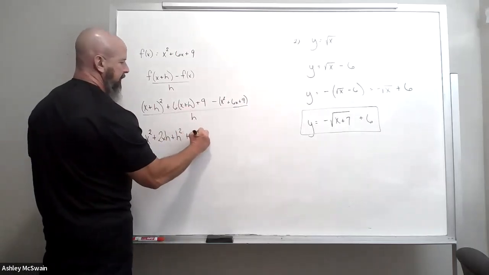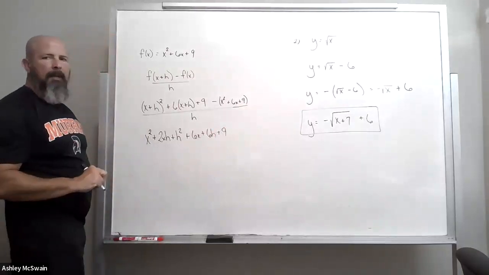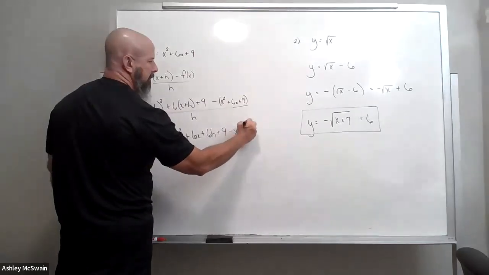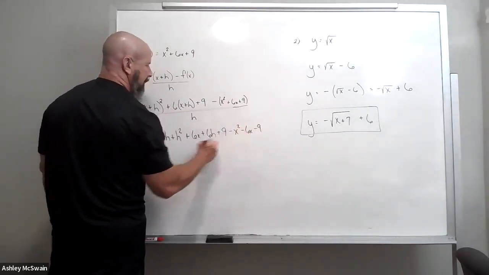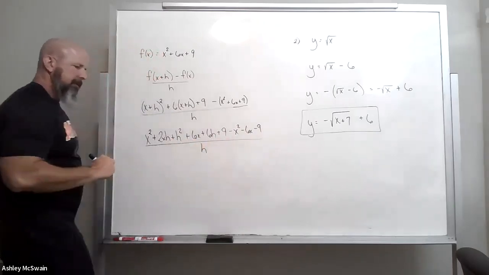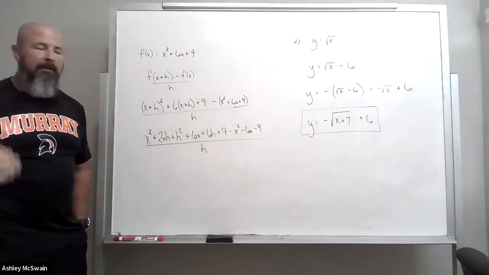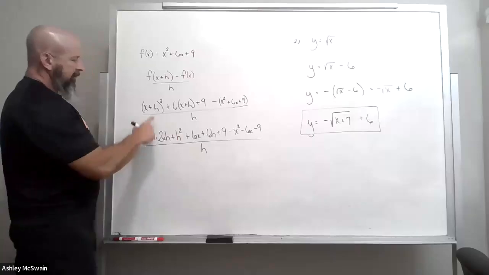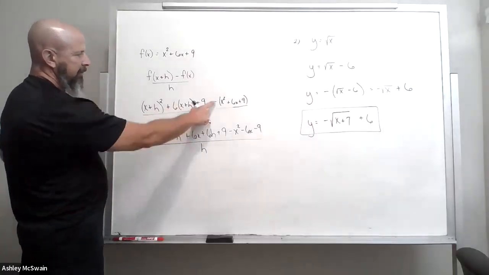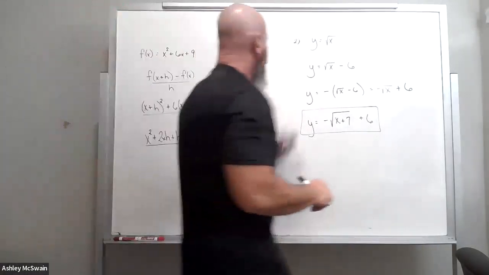Distribute the 6: 6 plus 6x plus 6h and plus 9. Distribute my negative: minus x squared minus 6x minus 9, all over h. Now, typically on the multiplication, things like that, I usually see the mistake happen right here. I usually remember distributing the 6 or distributing the negative. It's this 2xh. Just a little reminder here.